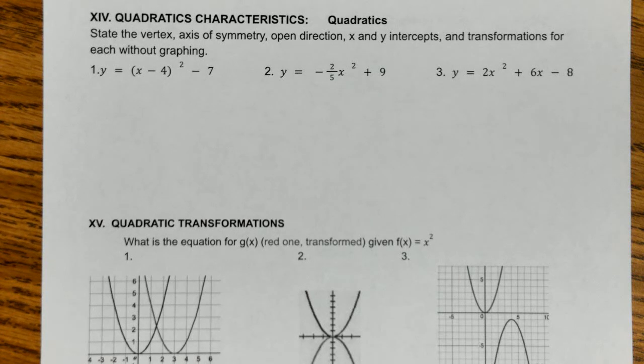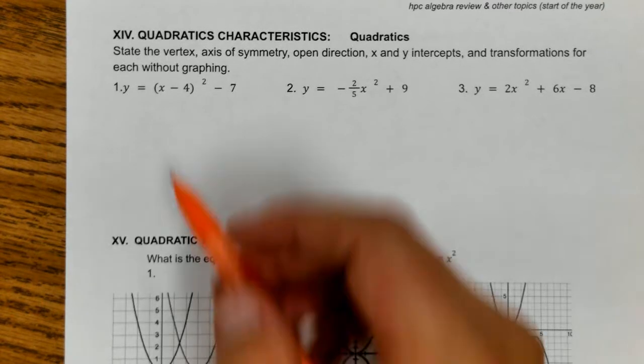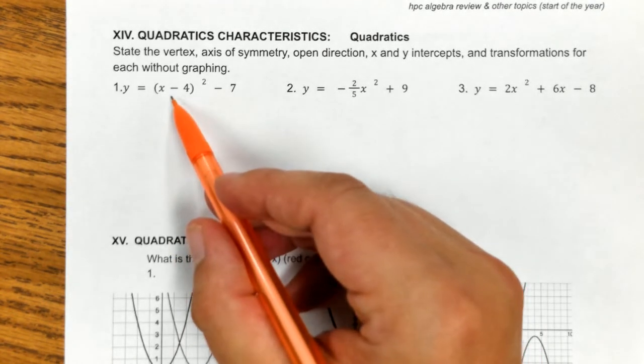K, and we're here with video 14 of the Precalculus summer homework, the quadratic characteristics. So we need to find the vertex, axis of symmetry, which direction it opens, x and y intercepts, and transformations for each without graphing. So, first, finding the vertex.